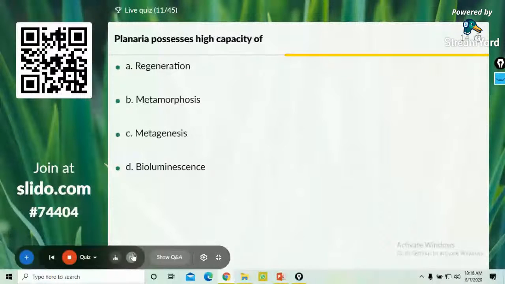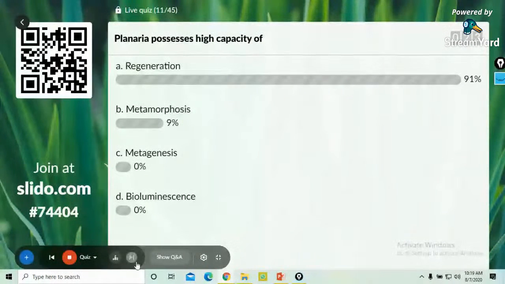Bioluminescence, ability to emit light. Metagenesis, alternation of generation. Metamorphosis, transformation from caterpillar to the adult stage. Regeneration, regenerating the lost parts of the body. 9% again with the wrong answer. The correct answer is regeneration.